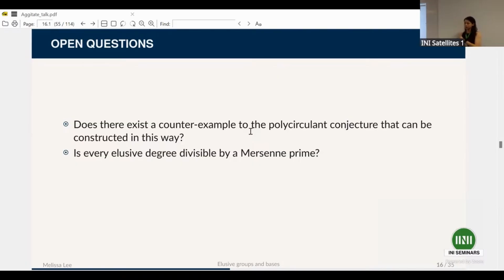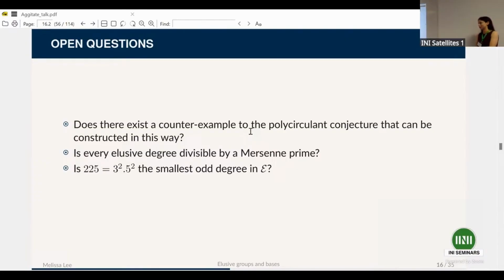Now, I told you that we've resolved this question of whether 2 must always divide the degree of an elusive group, and the answer is no. But actually, if you remember from the previous slide, I had both 3 and 5 as divisors of those degrees. And so the question of whether every elusive degree is divisible by a Mersenne prime is still open. It would be really interesting to know the answer there.